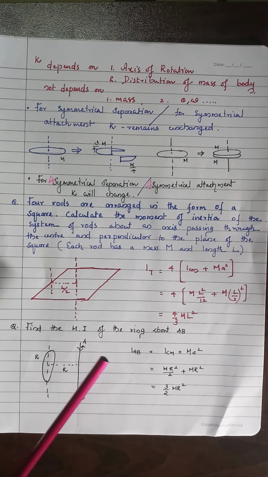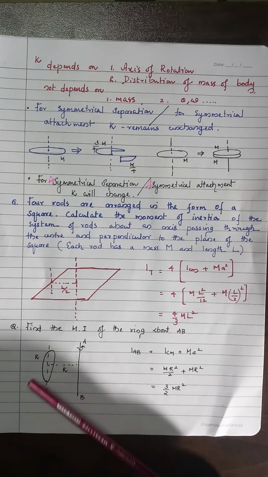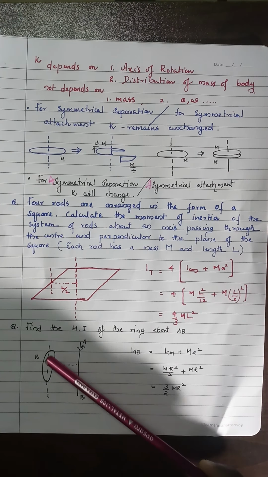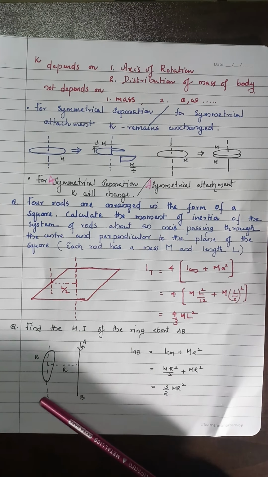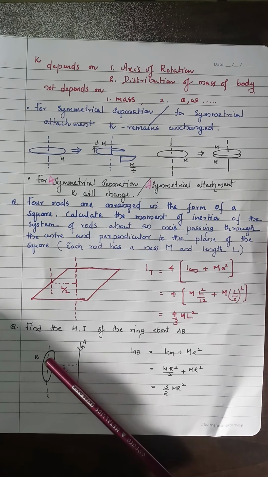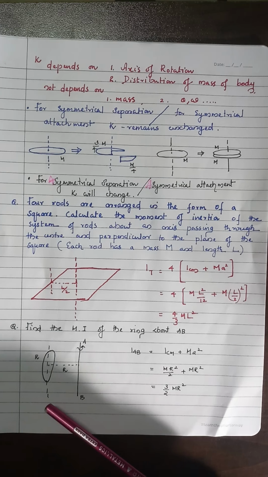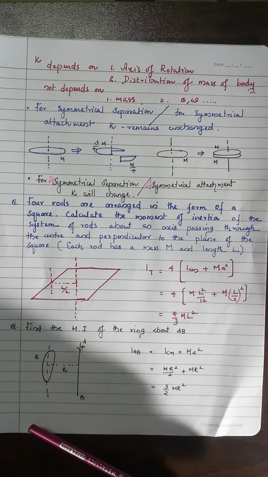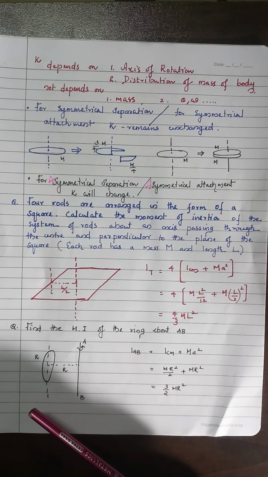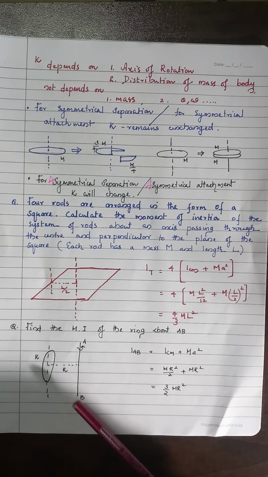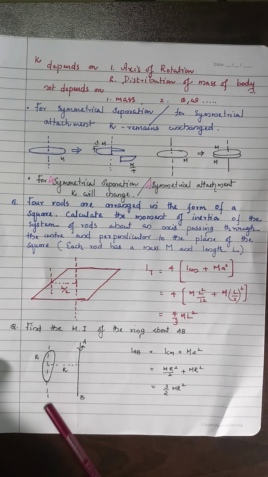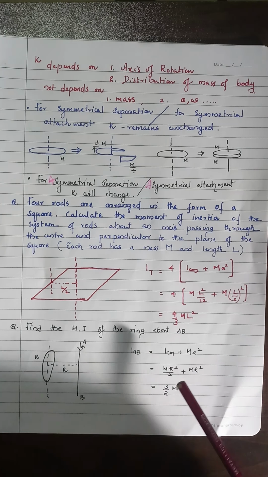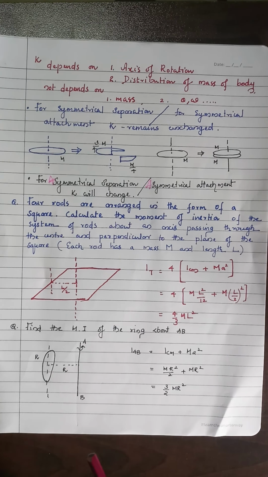Find the moment of inertia of the ring about AB. So the ring takes the form like this one, but that axis is parallel to its diameter. You know the central axis has the value MR square, but about the diameter it is MR square by 2, and hence the moment of inertia about AB takes the value as M into R square by 2 plus MR square. You get the value as 3 by 2 MR square.